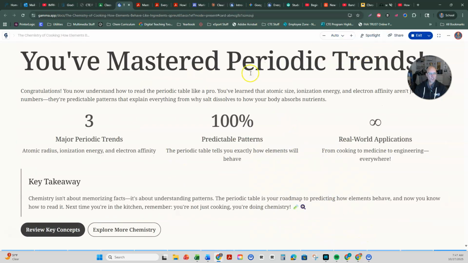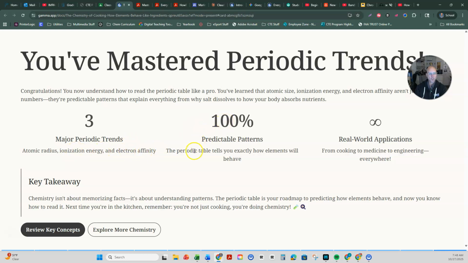And then here's just a summary of the periodic trends that we covered. You can now read the periodic table like a pro. You've learned that atomic size, ionization energy, and electron affinity aren't just random numbers. They're predictable patterns that explain everything from why salt dissolves to how your body absorbs nutrients. So there are 3 major periodic trends: atomic radius, ionization energy, and electron affinity.